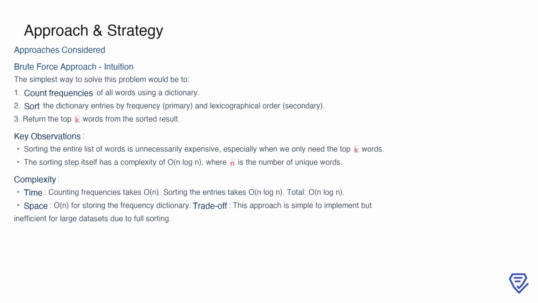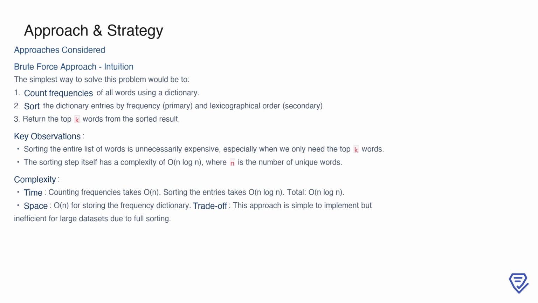To begin tackling the problem of finding the top k frequent words, the brute force approach gives us a straightforward starting point. The idea is to first count the frequency of each word using a dictionary. Once we have these frequencies, we can sort the dictionary entries by two criteria: the frequency of the words, which comes first, and their lexicographical order as a secondary criterion. After sorting, we simply return the top k words from the sorted list.